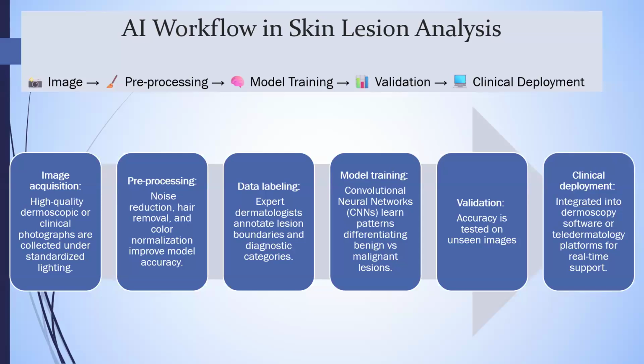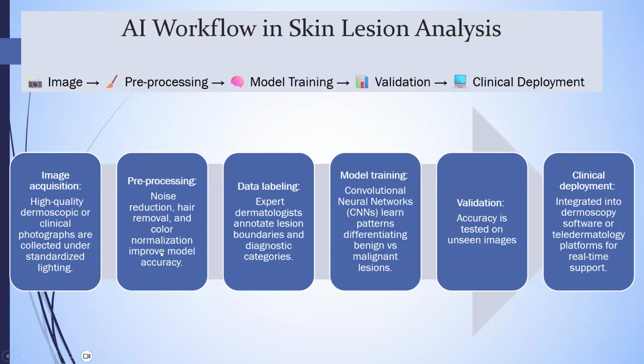So you have to have image acquisition. Whatever images I have, there is no common national library where all these images are stored. So image acquisition is very important. High quality dermoscopic and clinical photographs should be collected under standardized lighting. At least educational institutions or tertiary or quaternary level hospitals should have this facility, and there should be a database for this. And then pre-processing, you have to do some moderation for this because you have to improve the accuracy.